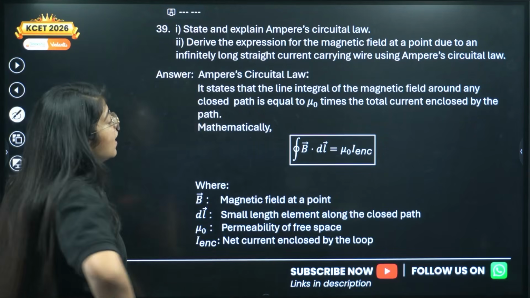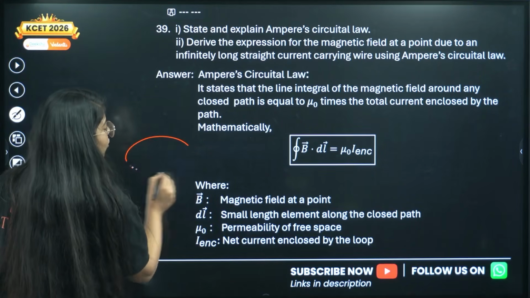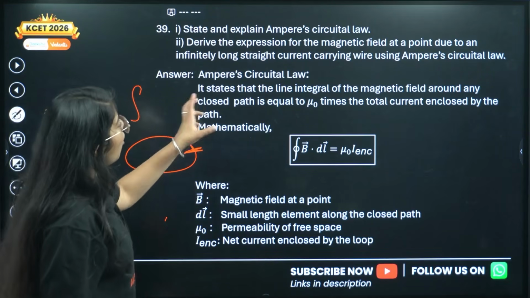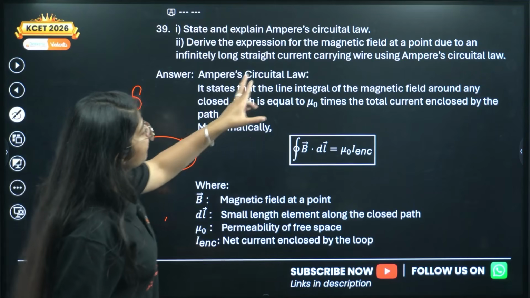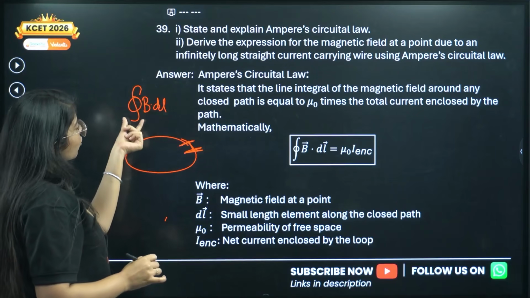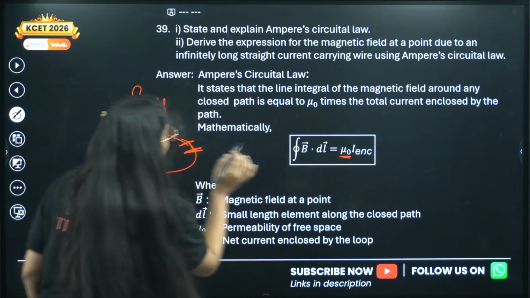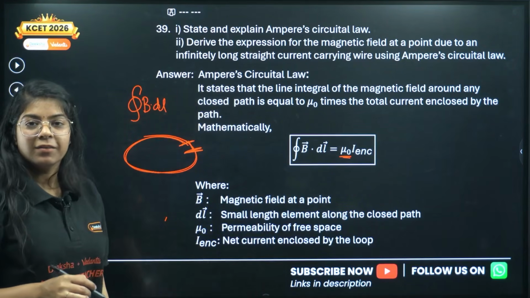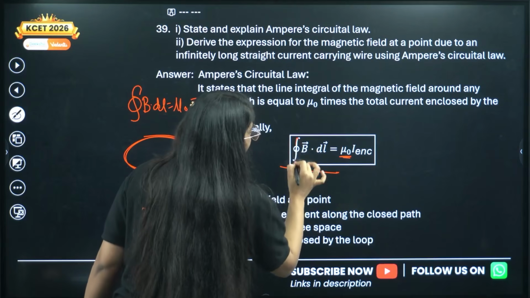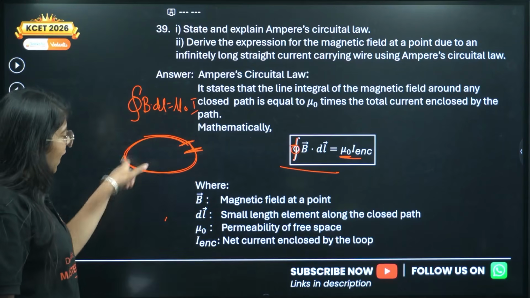So it states that the line integral of a magnetic field around any closed path. So let's say I have a closed path. So the line integral, simple integral over a closed path of magnetic field, so this is B dot dl, understood? The line integral over a closed path of a magnetic field is equal to mu naught times the total current enclosed by that whole path. Understood? Mathematically, B dot dl, the line integral over a closed path, equals mu naught into I enclosed by that path.